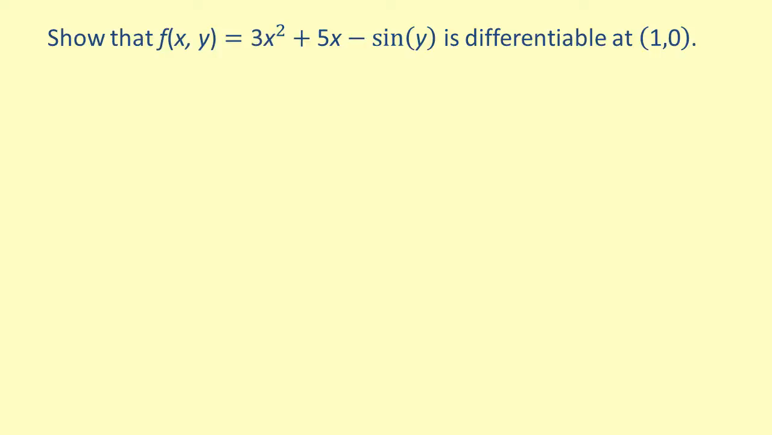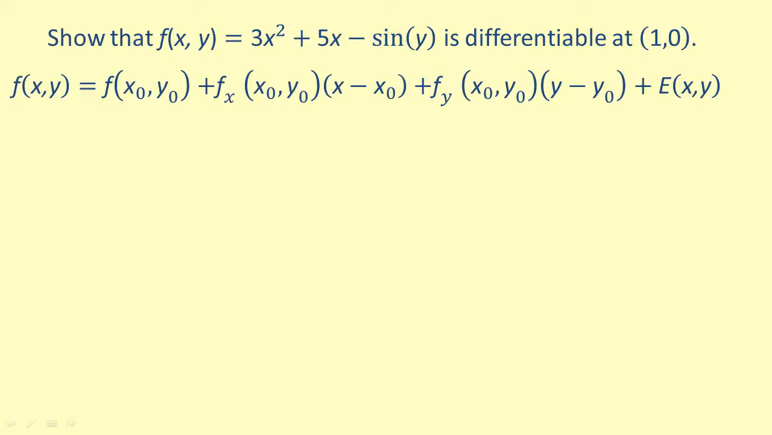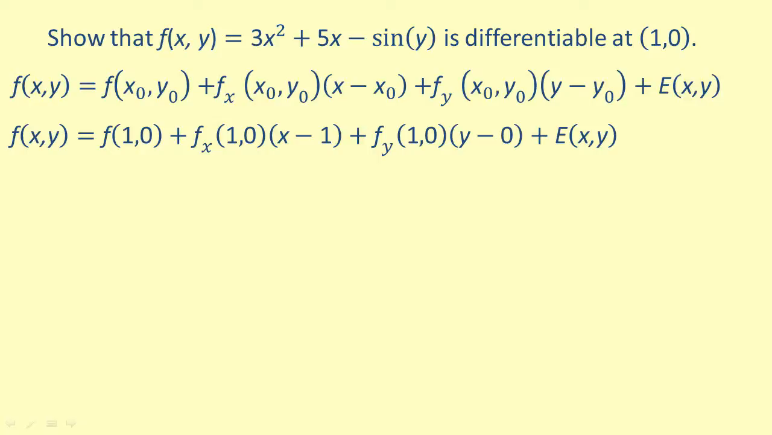Let's look at a function and show that it is differentiable at a specific point. In order to show that a function is differentiable at a point, it needs to satisfy this equation when x0 is 1 and y0 is 0. We need to find f of 1, 0, and evaluate the partial derivatives of the function with respect to x and y at 1, 0.